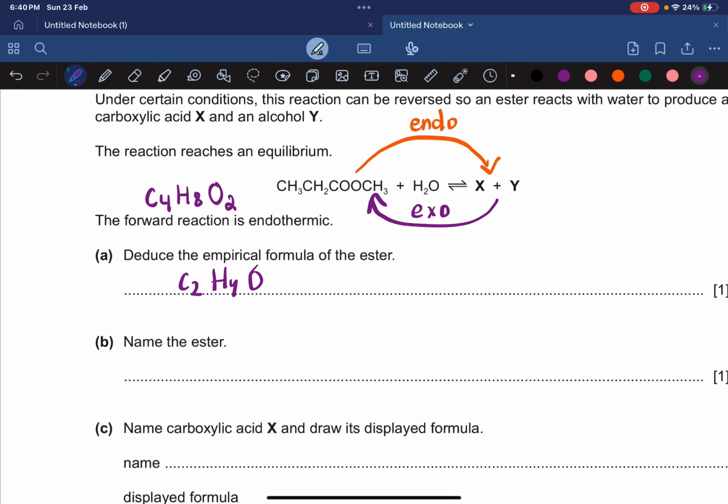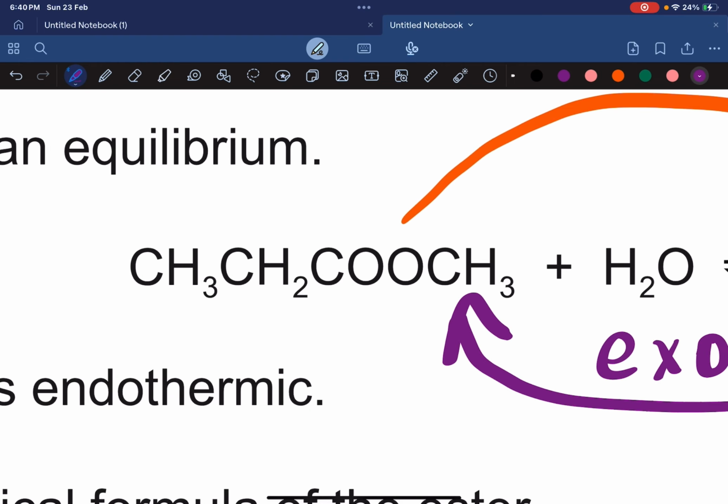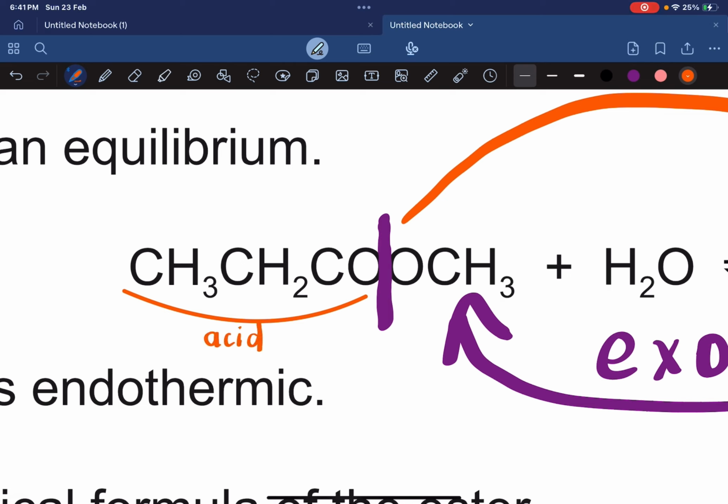So to name the ester, we have to cut the ester to look at the alcohol part and the acid part. Always remember, you cut the ester at the ester linkage, which is where you have 2 O. Always remember this, it is a very important thing. The left part of the ester is going to be your acid, and this part is going to be your alcohol.